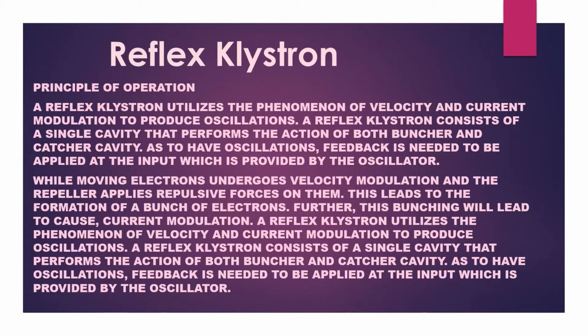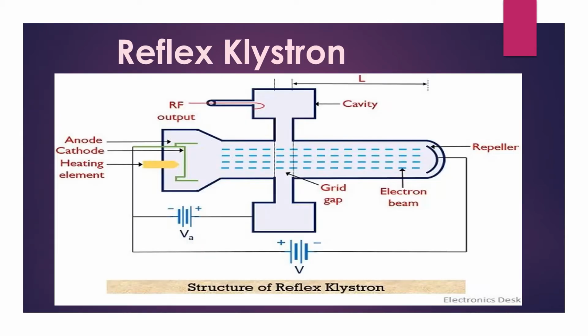A reflex klystron consists of a single cavity that performs the action of, as I said, both buncher and catcher cavity. To have oscillation, feedback needs to be applied, and of course as the input which is provided by the oscillator. In this slide, you can see the basic structure of a reflex klystron.